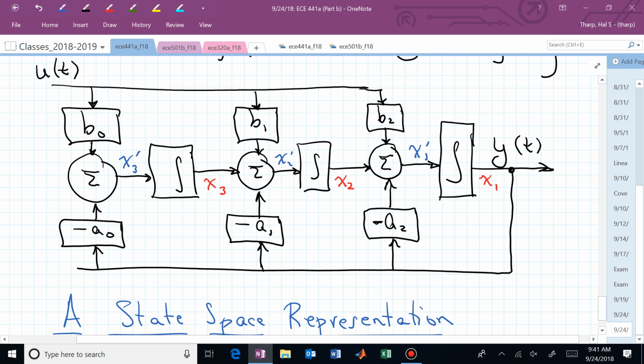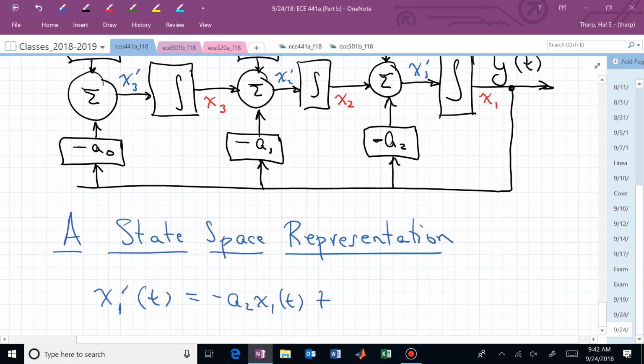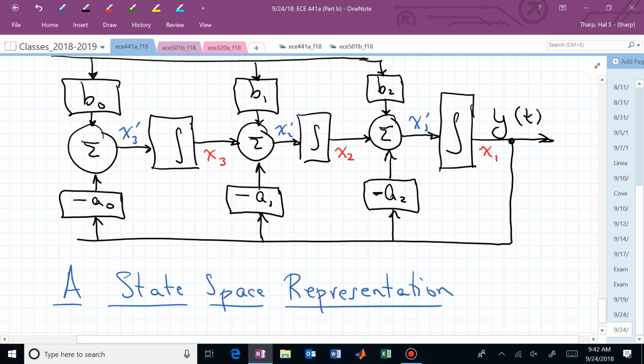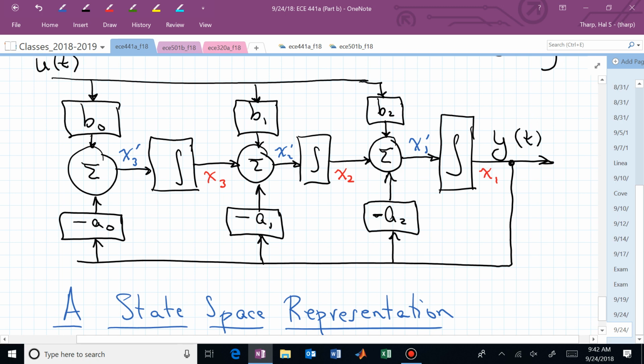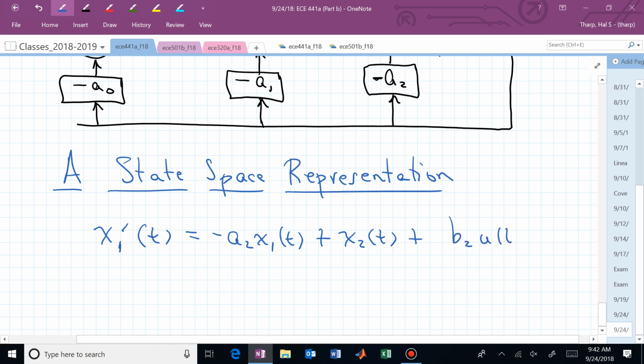Do you see that it's now made up of the three signals coming into that summing junction? It's going to be minus a sub 2, and in fact, y is just x1, so we can replace y with x1 in this case. x1 prime will be minus a sub 2 x1 plus x sub 2. Now I'm working my way clockwise around the summing junction to pick up all of the arrows coming in, plus b sub 2 u. That's now x1 prime.